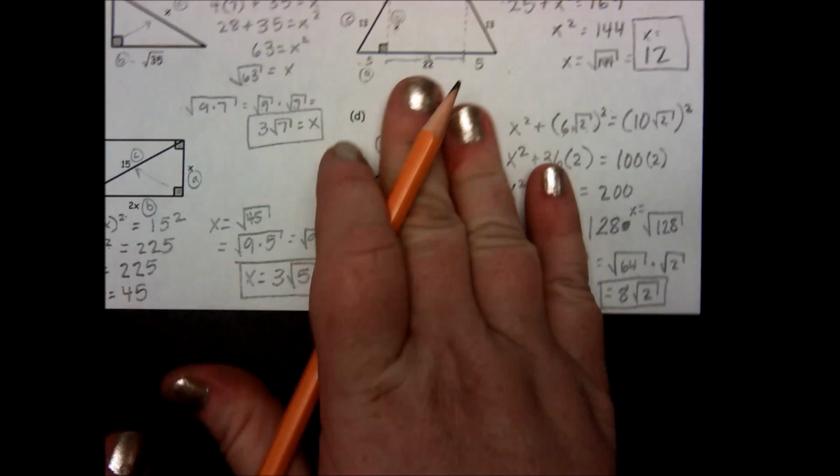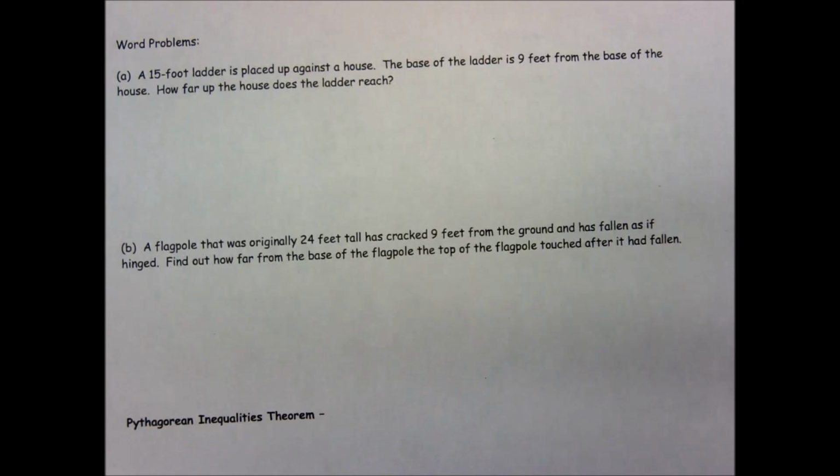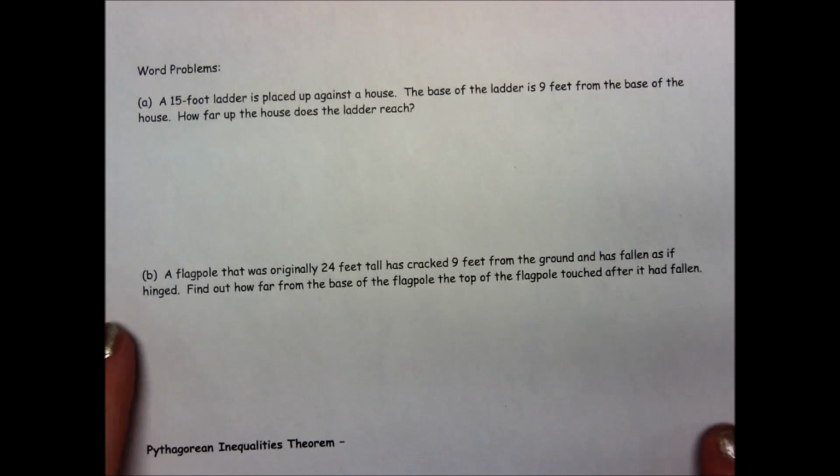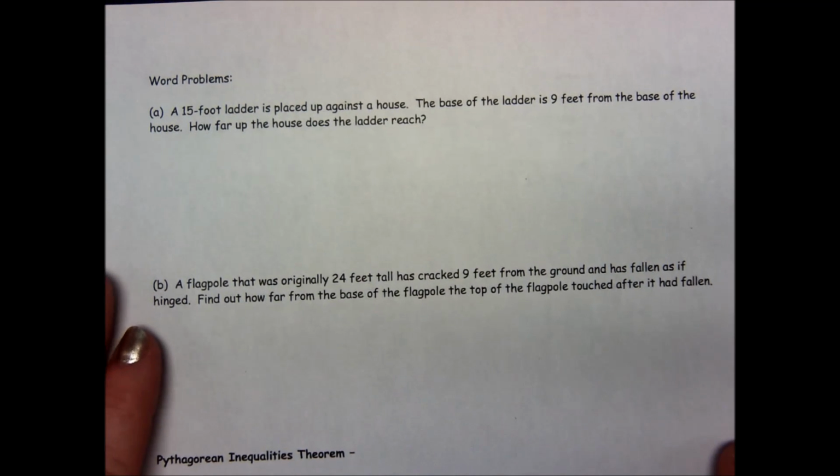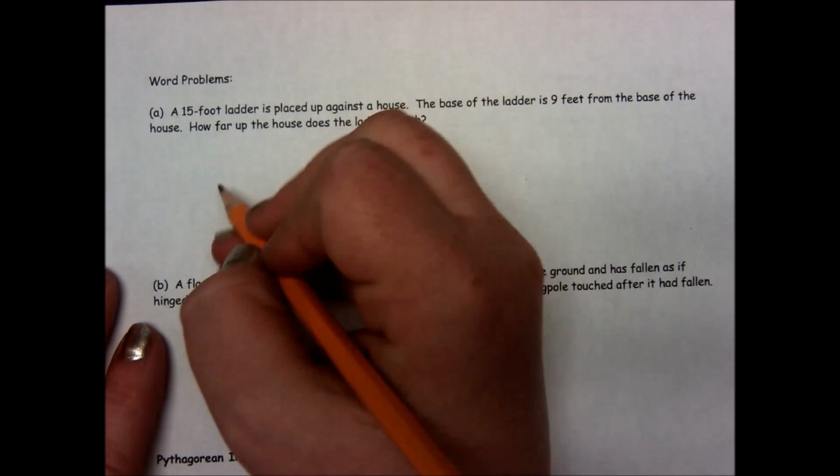Alright, let's turn this paper over. Let's look at the back side. We have some word problems. So it says, if a 15-foot ladder is placed up against a house, the base of the ladder is 9 foot from the base of the house. How far up the house does the ladder reach?